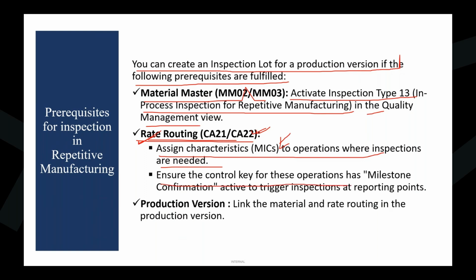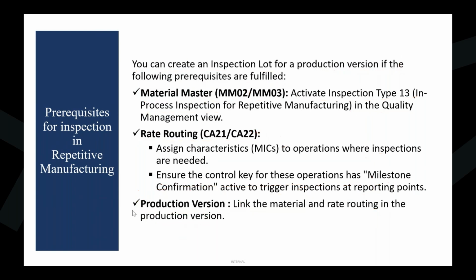Ensure the control key for these operations has milestone confirmation activated to trigger inspections at the reporting point. So they will have a reporting point during confirmation. I will show you this in the system. Next, the production version. Link the material and rate routing in the production version. This production version is the main thing, so normally you will create lots for this production version.